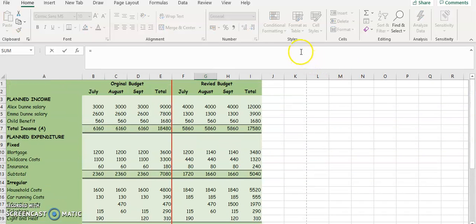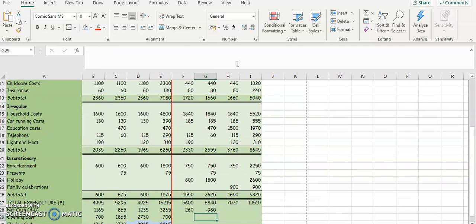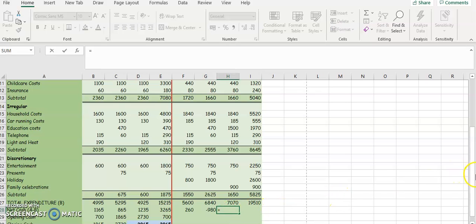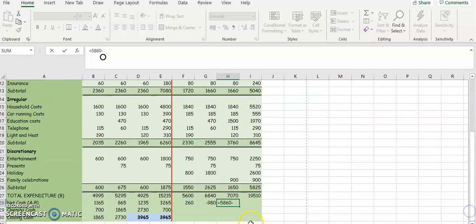So for August, our planned income is 5,860. Take away our planned expenditure, which is 6,840. So you get a minus. And then for our September then, planned income 5,860, minus our planned expenditure for September, which is 7,070.